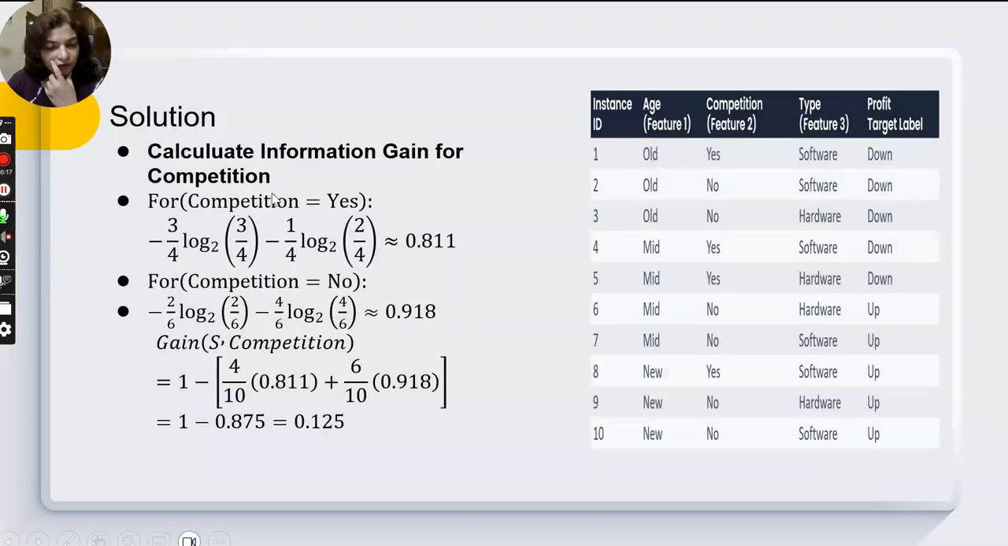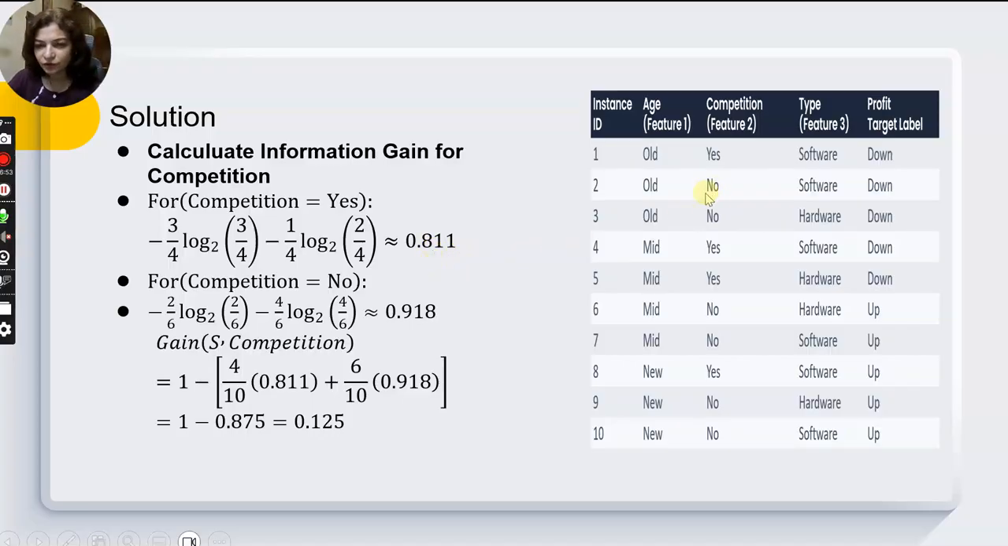Okay, next we'll calculate information gain for competition. So let's have a look at the distinct values. We have yes, yes and no's. Let's calculate for yes first. So we have yes and down, yes and down, yes and down, yes and up. So we have 3 downs and 1 up. Therefore, entropy of competition equal to yes becomes minus 3 by 4 log of 3 by 4 to the base 2 minus 1 by 4 log of 1 by 4 to the base 2. This value comes out to 0.811.